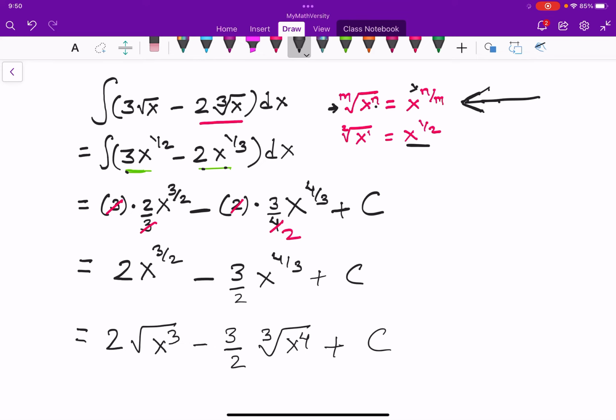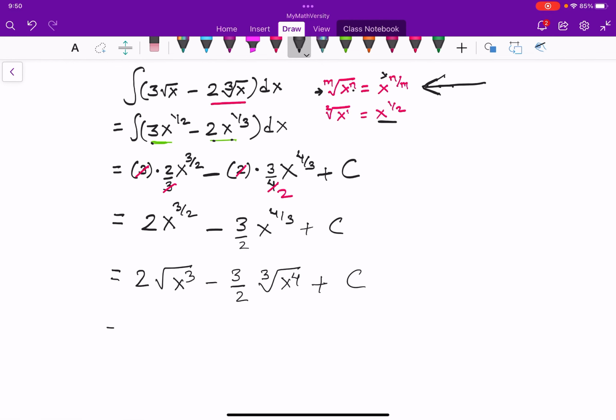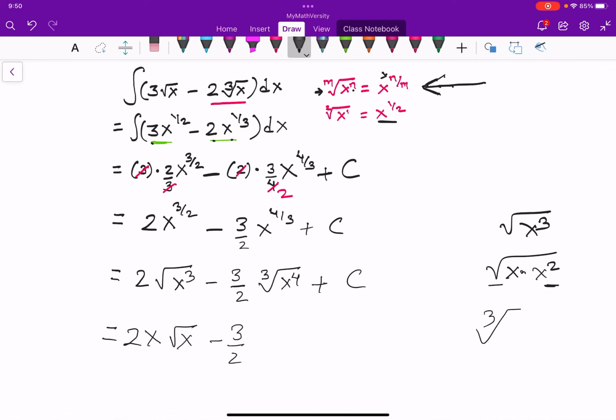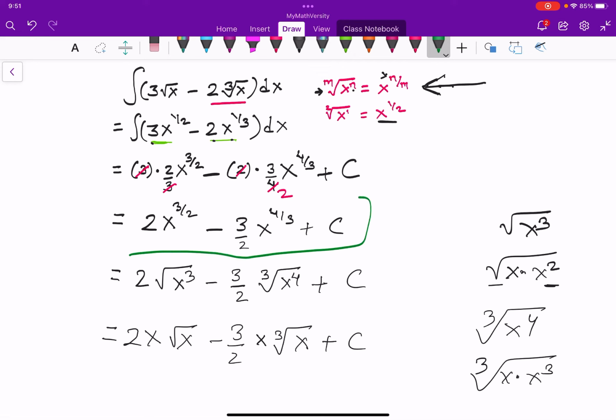All right, or if you want to rewrite it in an alternative form, square root of x cube means something like square root of x times x squared, and the square root of x squared is x. So we have 2 times x square root of x, and then minus 3 over 2 times the cube root of x to the power 4, which means cube root of x times x cubed. Even with that, we will have x times cube root of x. So we could also write it in that way. I don't know which alternative form you need, but this should be the antiderivative of the given function.